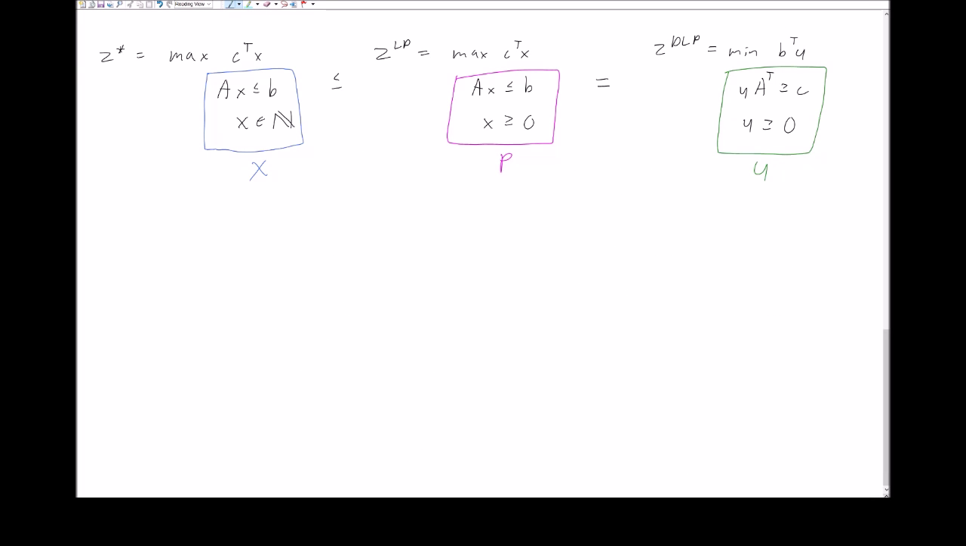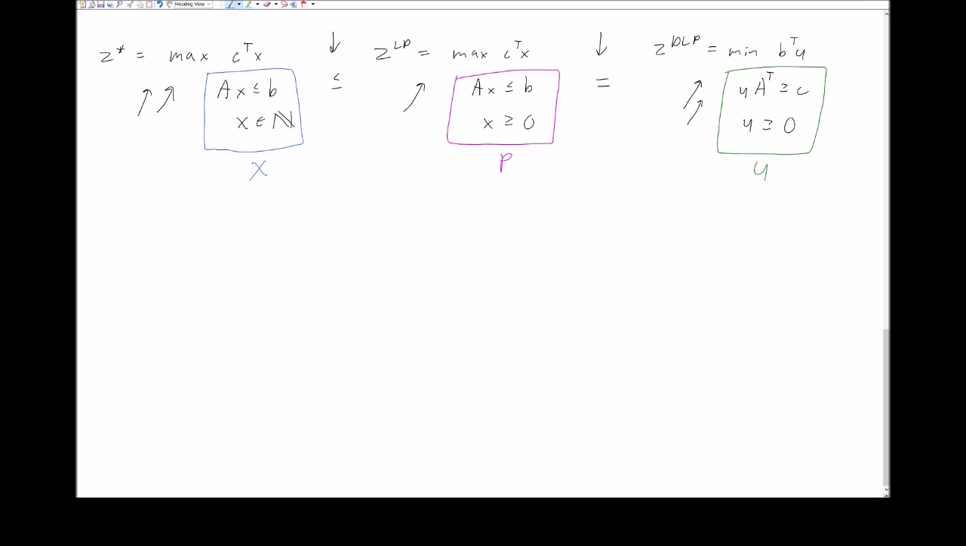Now we can put the pieces together and show that our dual linear program and our original integer program form a dual pair with one another. Here we have our integer program. We've taken its linear programming relaxation, and we know that the linear programming relaxation is an upper bound on our integer program. We've also taken the dual linear program, and we know that the dual linear program is equal to the value of our linear programming relaxation.